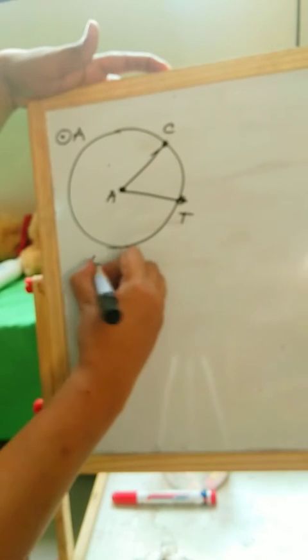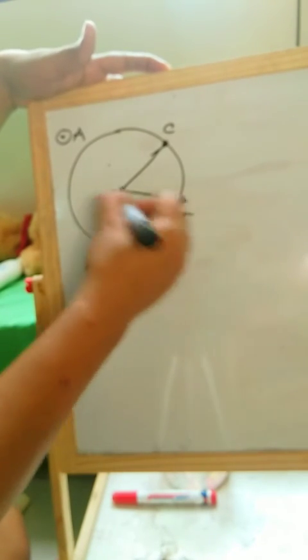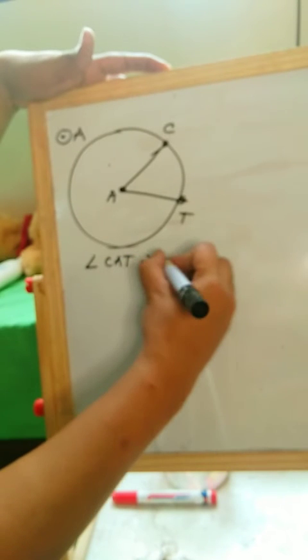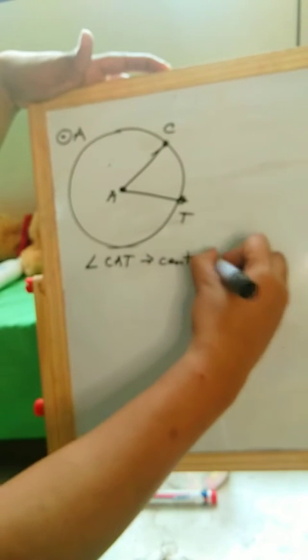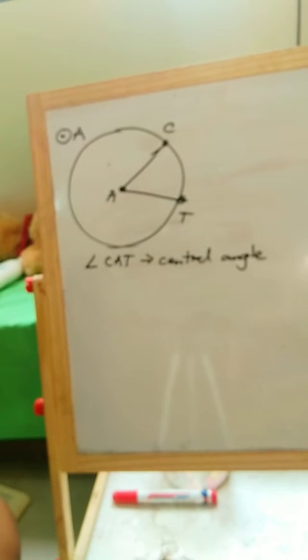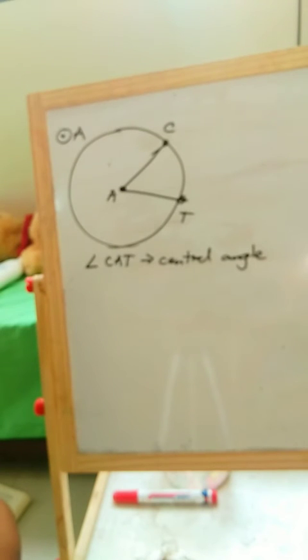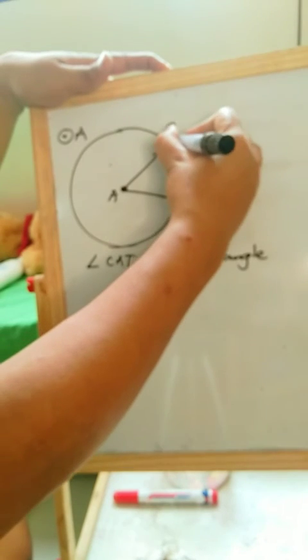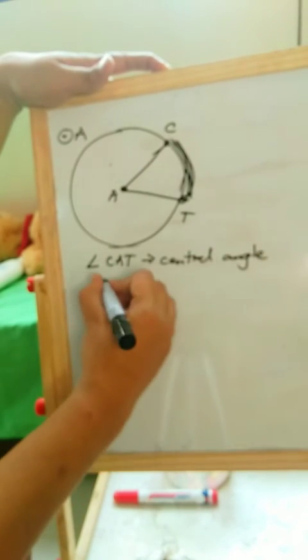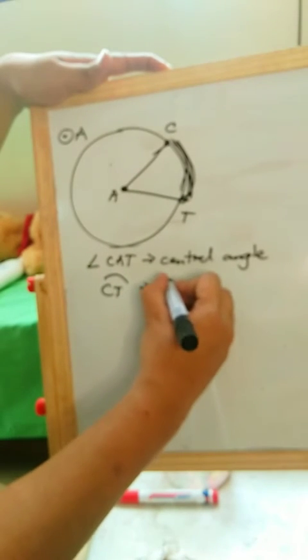Okay? Now, angle CAT here, or you can just name it as angle TAC, okay, is what you call your central angle. So, a central angle is an angle in your circle whose vertex is at the center of your circle. Kaya tinawag siya na central angle. And the arc projected by it, ito, si arc CT, the arc projected by it is what you call an intercepted arc.